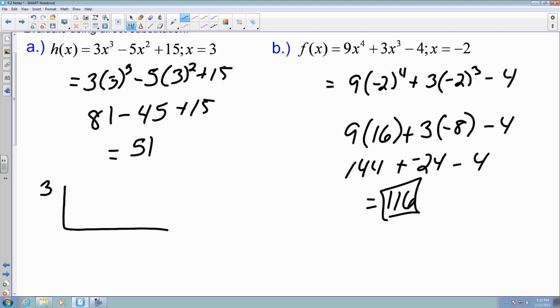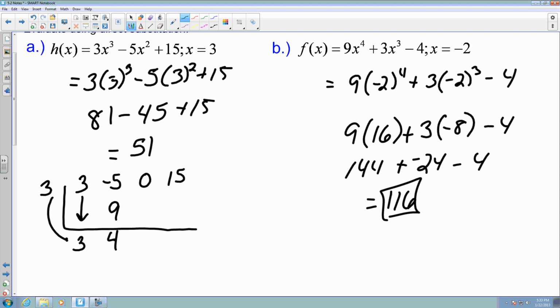So here in example A, x cubed is my leading degree, so my leading coefficient is 3. Then I have negative 5, which is my x squared. I don't have an x, so I have to write that as 0, and then my constant can be written as 15. Now, first thing I'm going to do is drop down that 3 here. Then I'm going to take 3 times 3, so I'm multiplying these two together, and that gives me 9, so I'm going to write that here. Now I'm going to add these two numbers together. This happens to make it 4.